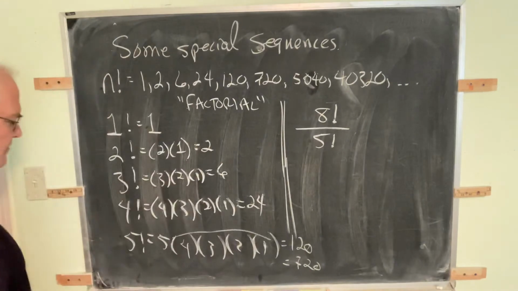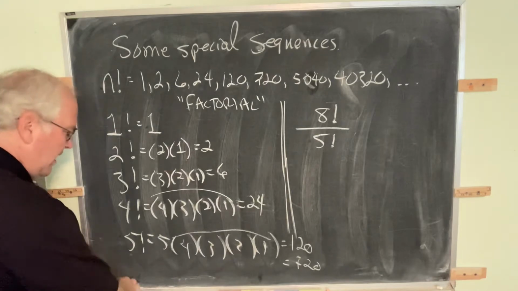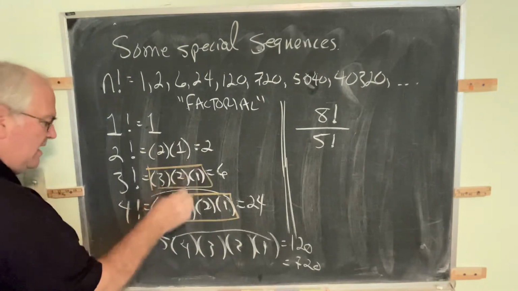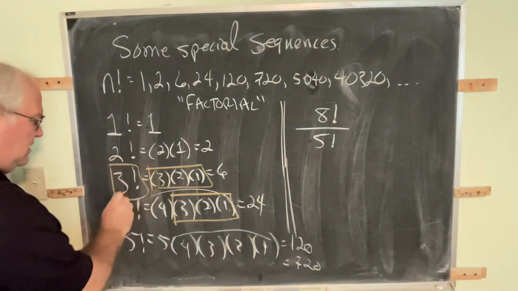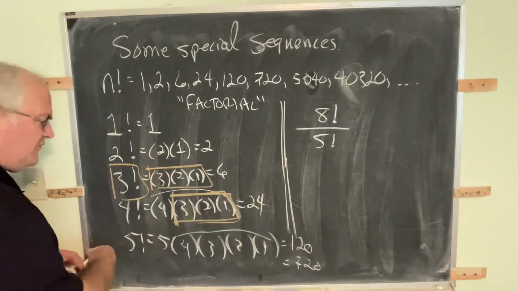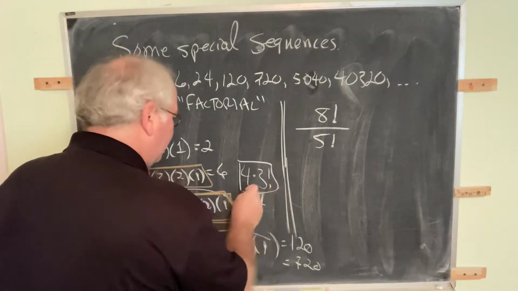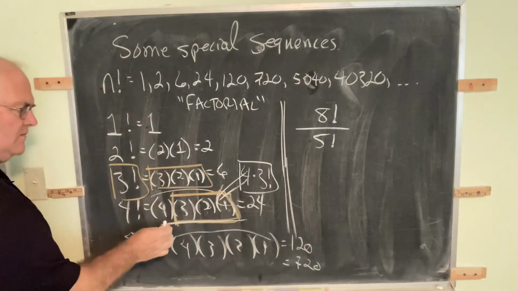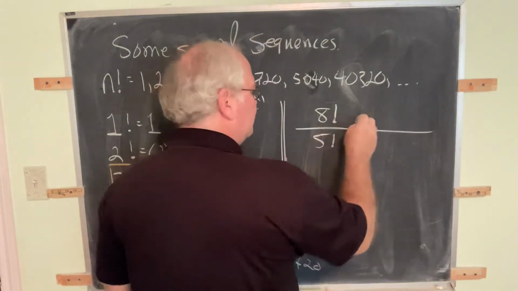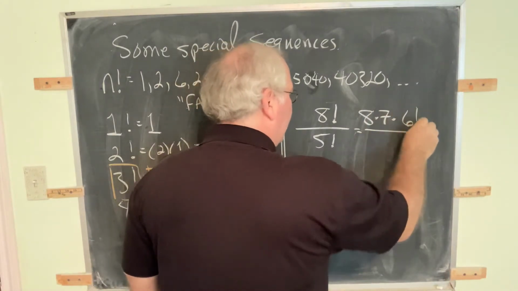Now, when I write 4 factorial, this is the expanded form. But look, what I have here in the orange, 3 times 2 times 1, that is 3 factorial. I could just as easily write 4 times stuff. I could write this as 4 times 3 factorial, because that is this. And the point is, I can write 8 factorial as 8 times 7 times, and then just put everything else as 6 factorial.